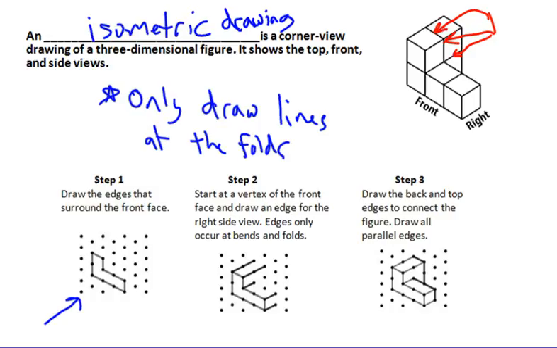So here's the steps to drawing something like this. It says step 1, draw the edges that surround the front face. All right. Step 2, draw a vertex from the front face and draw an edge for the right side view. So that's where you take that front face and then you start extending it. And then edges only, so here you go, it bends and folds. And then finally, draw the top, back and top edges to connect the figure. Draw all parallel lines or edges.